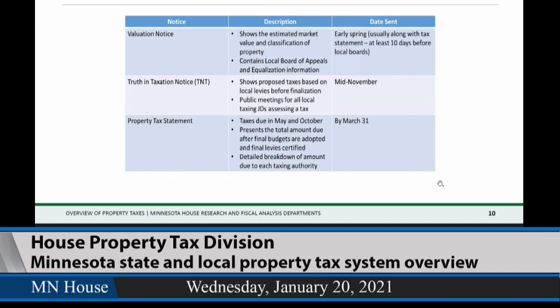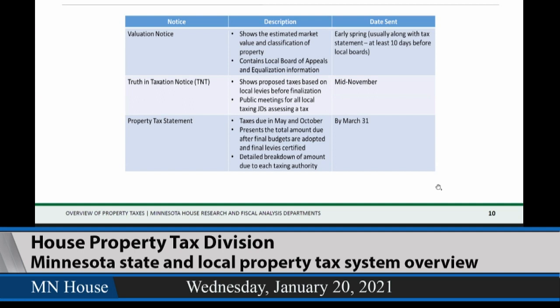So the previous slide showed that there are 3 different statements that get mailed to taxpayers each year. This slide just has a little bit more information about each of those notices. The valuation notice, again, is sent out in the early spring and shows the classification and the market value of each property. The truth and taxation, or T&T, notices get sent out in November, and those are just notices that show what the taxpayer can expect to pay in the following year based on the preliminary levies that have been set by the local jurisdictions.